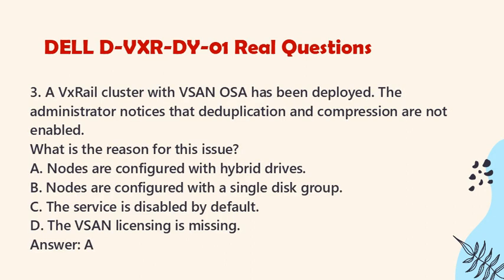3. A VxRail cluster with vSAN OSA has been deployed. The administrator notices that deduplication and compression are not enabled. What is the reason for this issue? A. Nodes are configured with hybrid drives. B. Nodes are configured with a single disk group. C. The service is disabled by default. D. The vSAN licensing is missing. Answer: A.